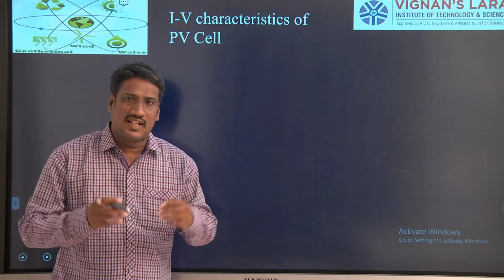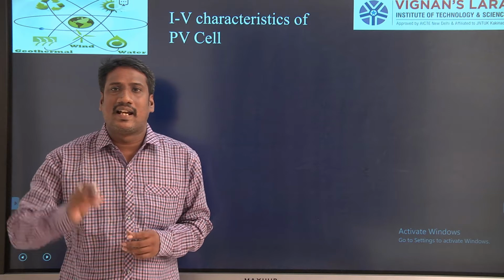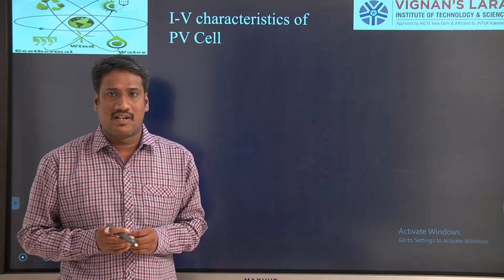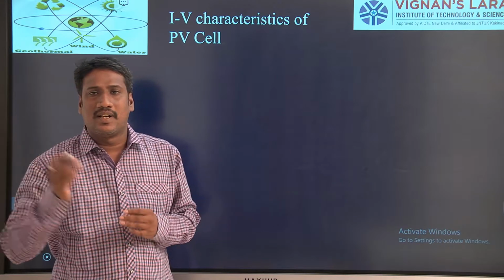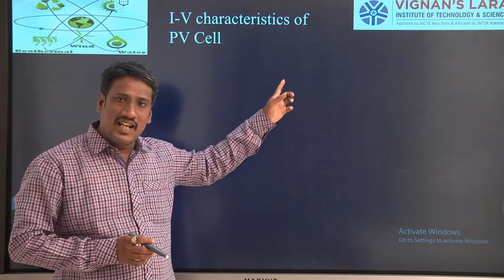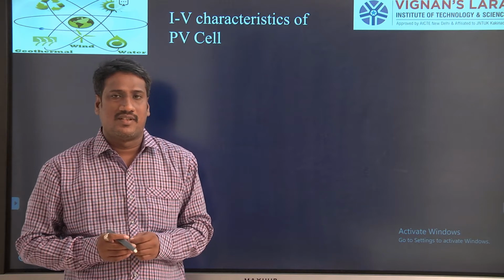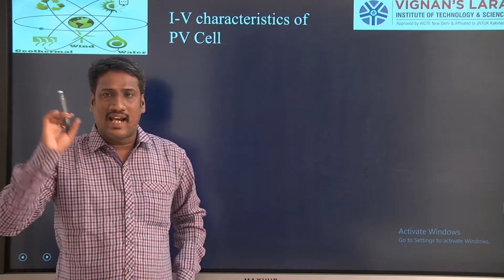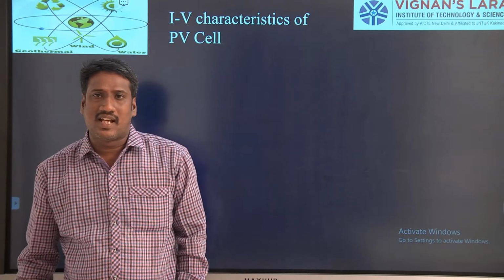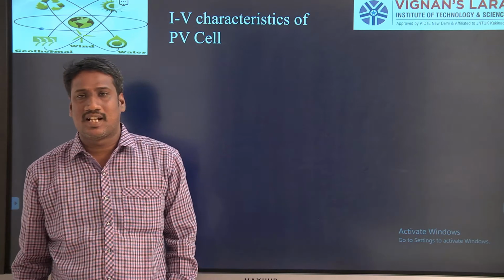As we have seen in the working principle, a PV cell is simply a light driven diode. Already you know the PN junction diode: one P type material and one N type material combined give you a PN junction diode. A PV cell is a light driven diode, and the IV characteristics of a PV cell will be derived from the characteristics of a PN junction diode.